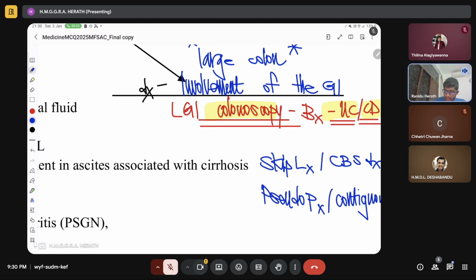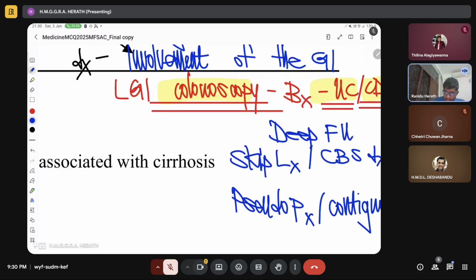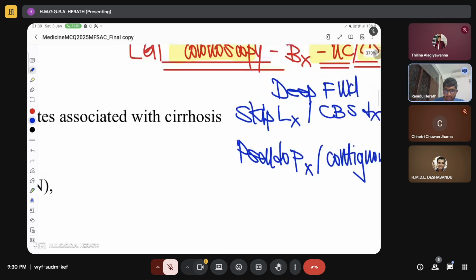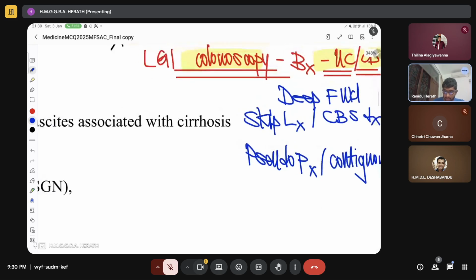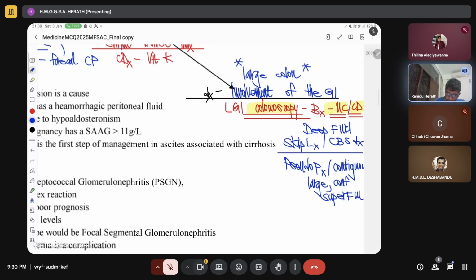If you see deep lesions, deep ulcerations in the large or small bowel mucosa, what can the disease be? Crohn's, no? Deep fissuring ulcers can be there in Crohn's disease. In ulcerative colitis, what sort of lesions will you see? You will see large, confluent, superficial ulcers. Superficial ulcers. Right?